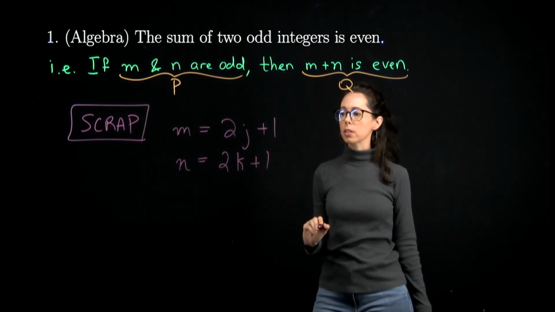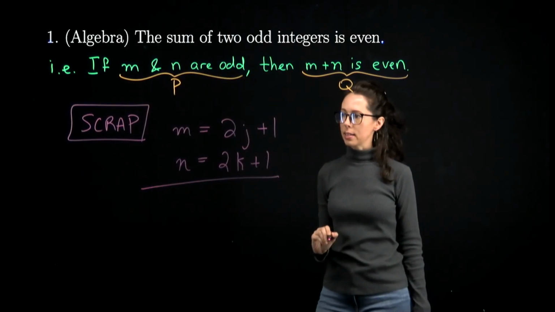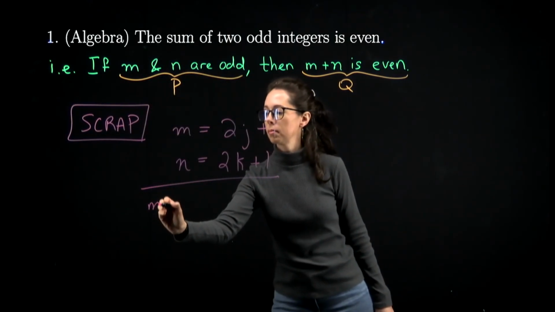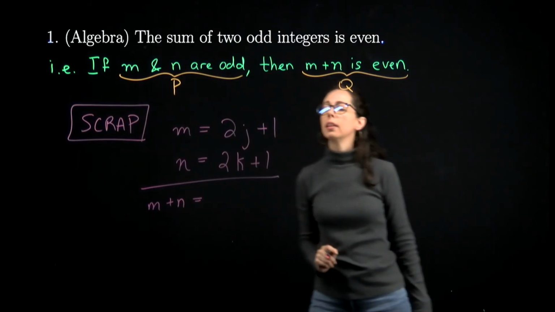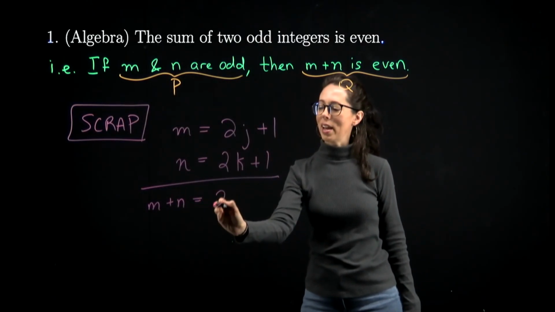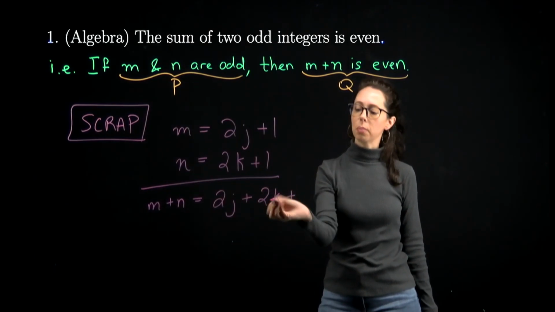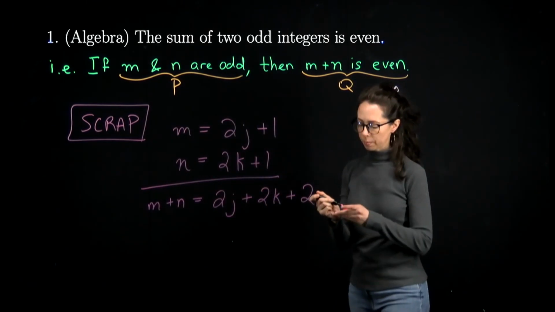What happens if I add them together? I get m plus n, and then here I will have 2j plus 1 plus 2k plus 1. We recognize that's 2j plus 2k plus 1 plus 1, so plus 2.